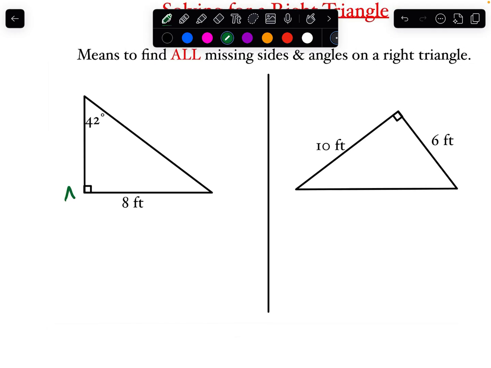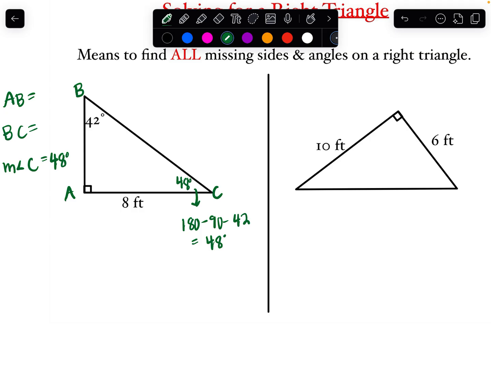I'm going to label this here quick just to make it a little bit easier on ourselves. So we need to find side AB, we need to find side BC, and we need to find the measure of angle C. Well, the measure of angle C will be the easiest one to start with because I just have to do 180, take away 90, take away 42. And I would get that that last angle there is 48. So the measure of angle C is 48 degrees. I'm going to write that in there.